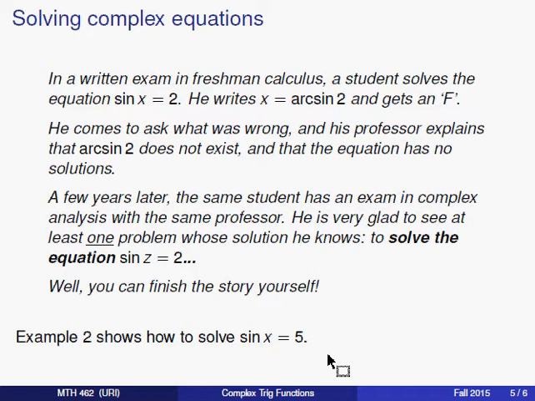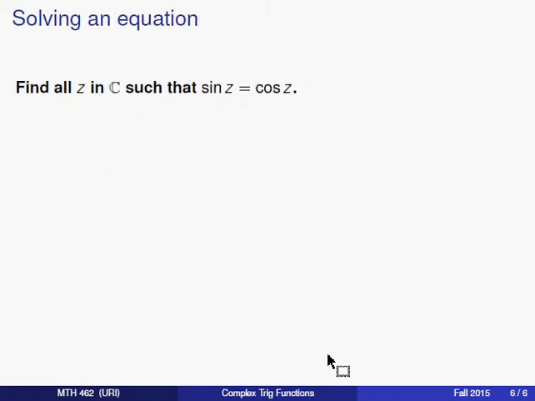Now, we're going to solve a slightly different example, one that's not in your textbook, but that kind of illustrates some of the same properties. Our equation is sine of z equals cosine of z. We want to find all values of z that make that true.